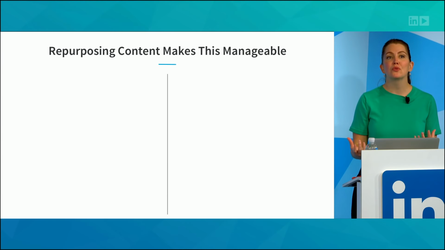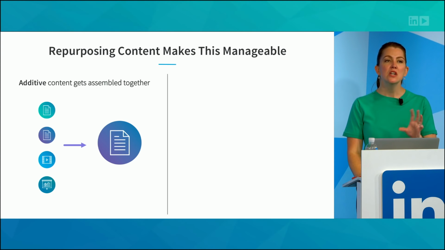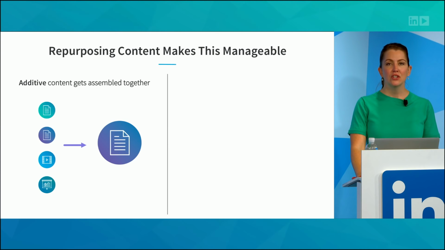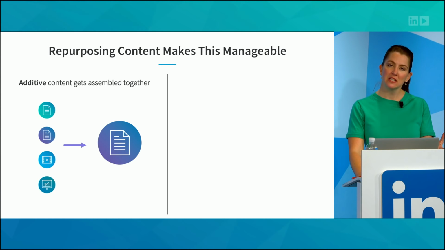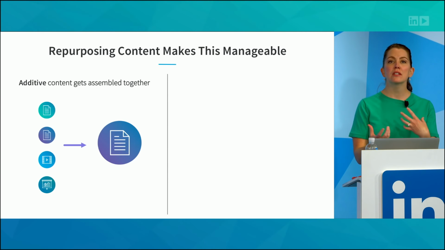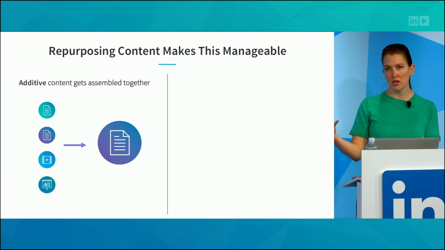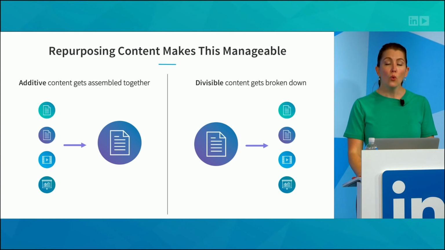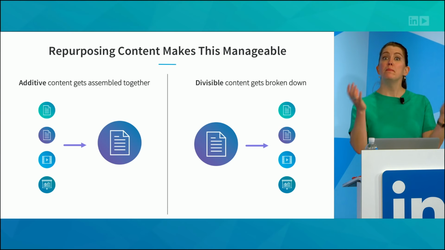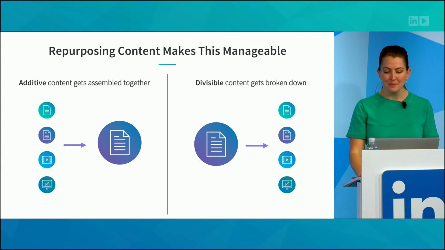But being able to repurpose content really makes this manageable, and you can do that in two ways. One is additive content. So taking a bunch of smaller pieces of content, like infographics, blog posts, videos, etc., that share a similar theme or concept, and creating one larger piece of content out of that. Or divisible, where you have one big piece of content, and then you can break it down into smaller pieces that can fill the rest of the funnel for your purposes.